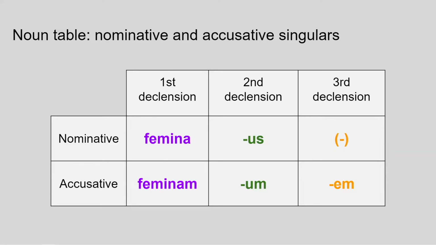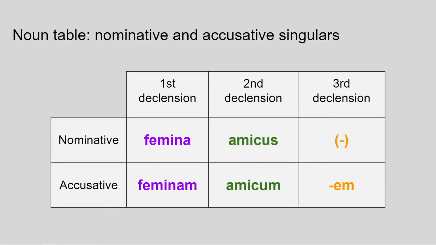The a ending is when a noun is in charge of a sentence, for example, femina in the nominative, and in the accusative, when the noun is the object of the sentence, this becomes feminam. In the second declension, on the whole, nouns end in us in the nominative, and when the noun is in the object, the accusative, they end in um. For example, amicus, the friend, is in charge, and amicum, the friend, is now the object of the sentence.